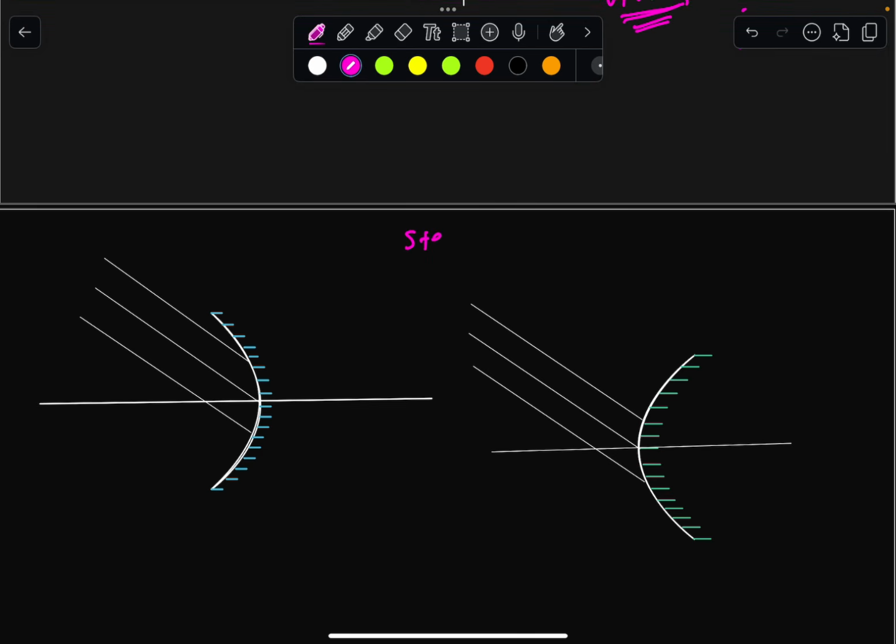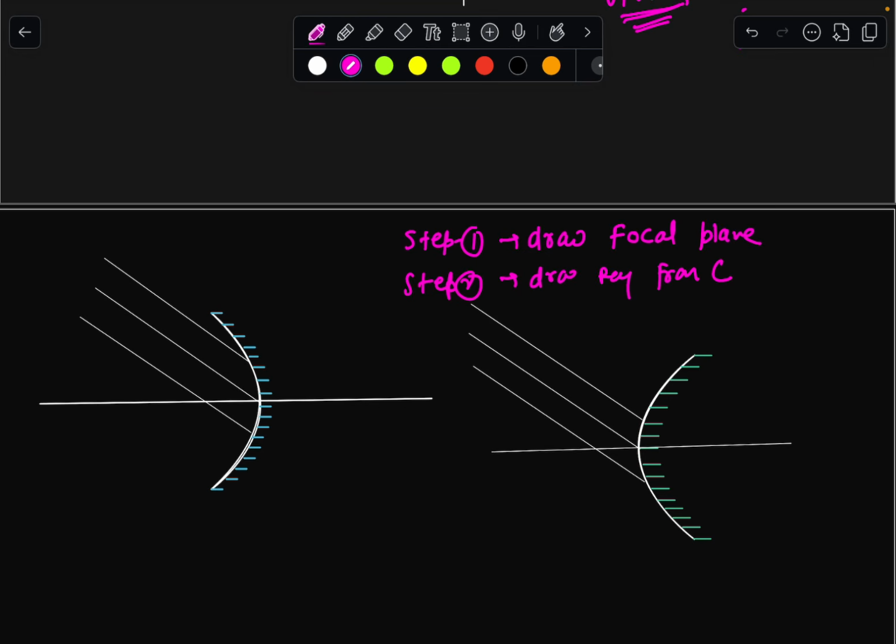Step first, draw the focal plane. Then step number 2, draw a ray from C. Then you have to see their intersection point. If it is a converging mirror, then all of the rays converge at that particular point. If it is a diverging mirror, then all of the rays diverge from that particular point, that is the intersection point.